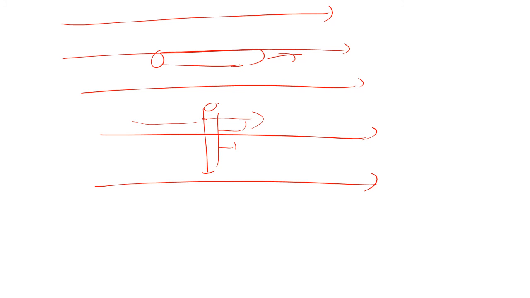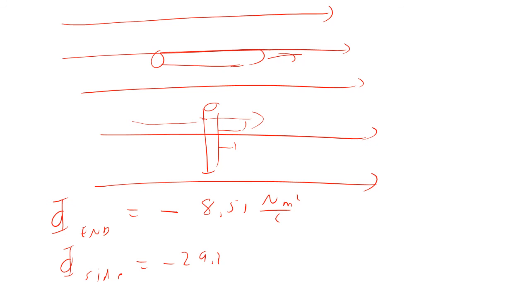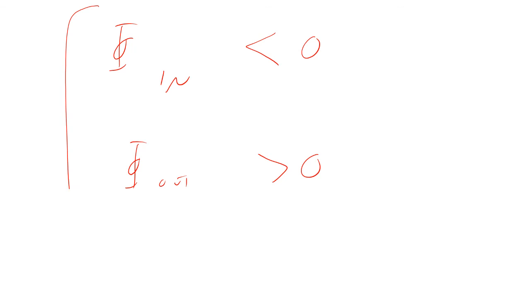But technically, what I should have said in my previous examples was that the flux through the end should have been written as negative 8.51 newton meters squared per coulomb, and the flux into the side should have been negative 29.2 newton meters squared per coulomb. Flux in should be negative, and flux out should be positive. So this is our definition of the sign of the flux: negative or positive depending on whether it's in or out. So now I'm going to do another example.